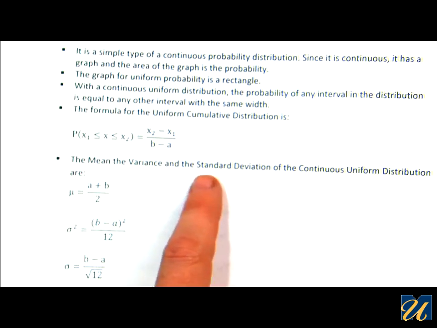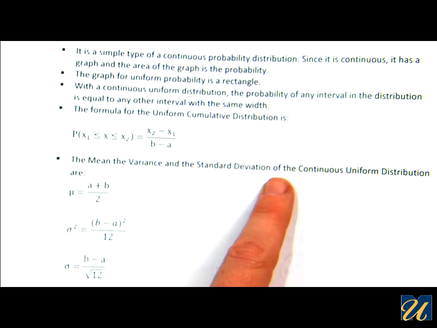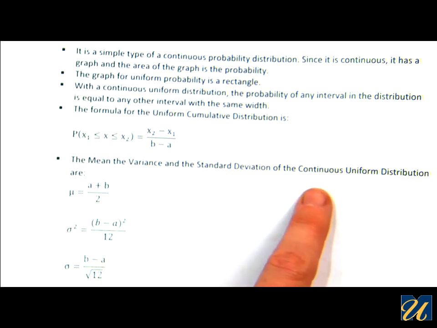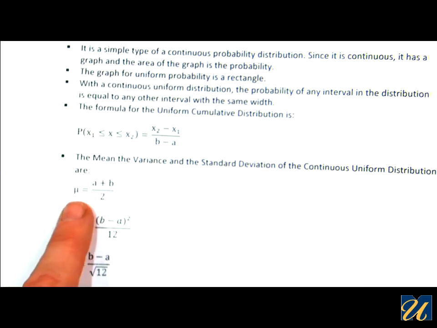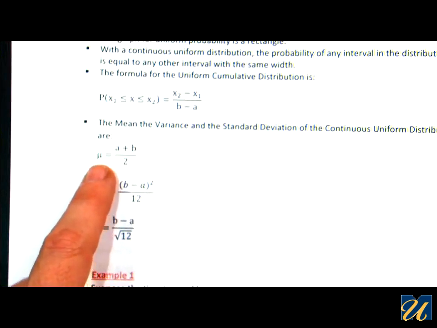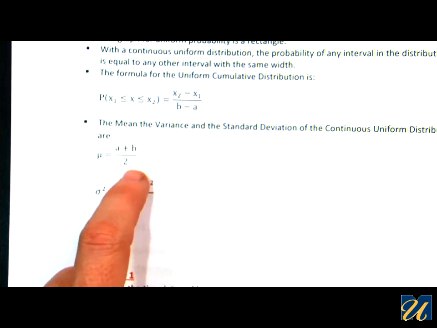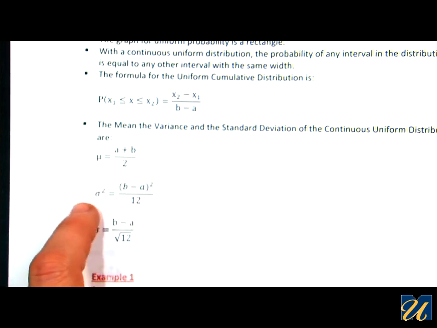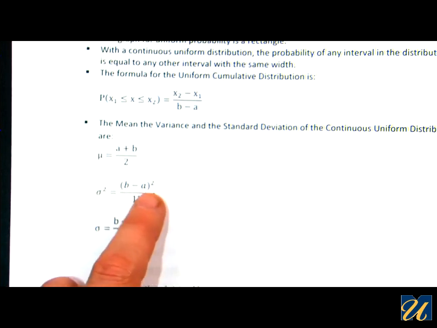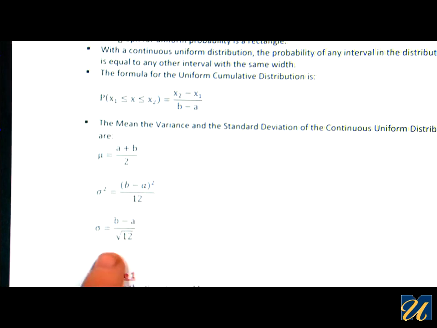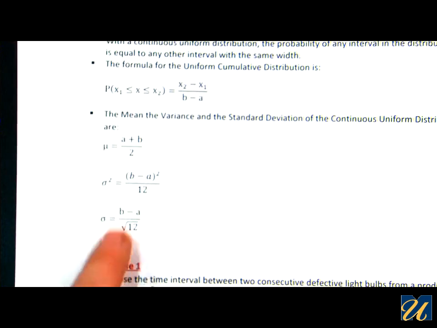The mean, the variance and the standard deviation of the continuous uniform distribution are as follows. If we're looking for the average, we will get the starting point plus the ending point divided by 2. The variance is the ending point minus the beginning point, squared, divided by 12. And for the standard deviation, we simply take the square root of that. So basically, b minus a over the square root of 12.